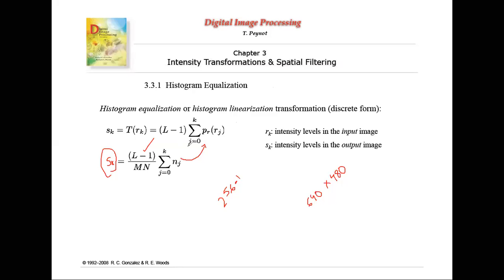Rather than concentrating on this one, let us keep this formula, this is better. So this is a cumulative sum of the individual intensity probabilities. At the first intensity level, it is the first intensity probability. What is meant by probability? Probability, I mean the maximum value shall be less than or equal to 1 only. Oh god, I'm confusing you once again.